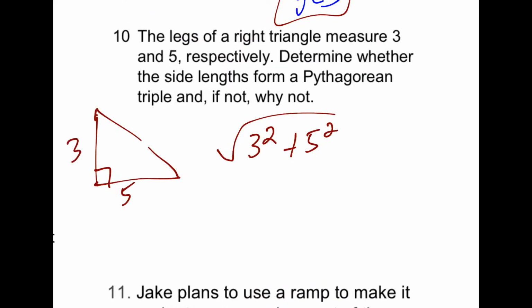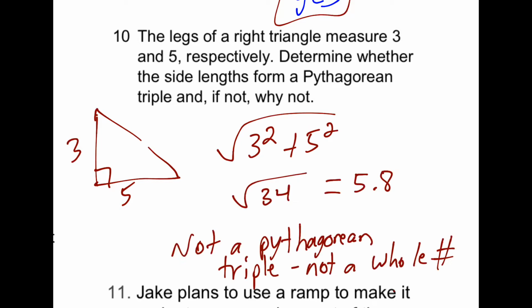For number 10, we draw a right triangle with the legs 3 and 5. Since the hypotenuse is missing, we're going to take the square root of these two numbers squared and added together. So if I combine those, I'm looking at the square root of 34, which is something like 5.8, meaning this is not a Pythagorean triple because the hypotenuse is not a whole number.